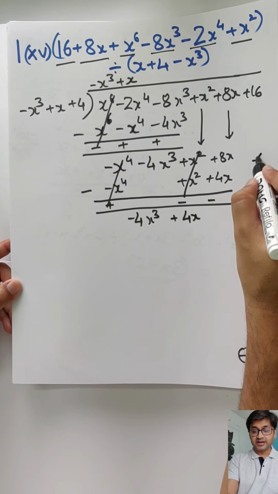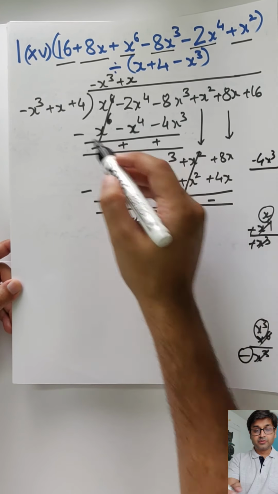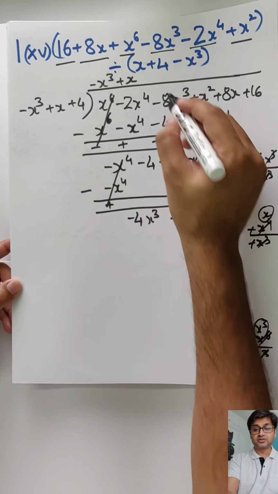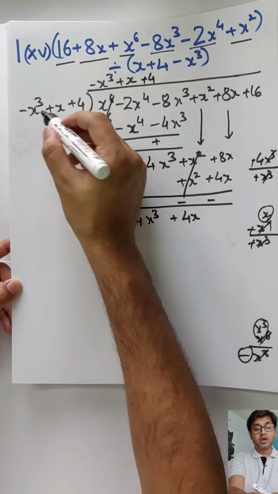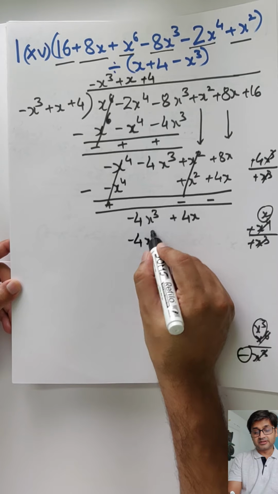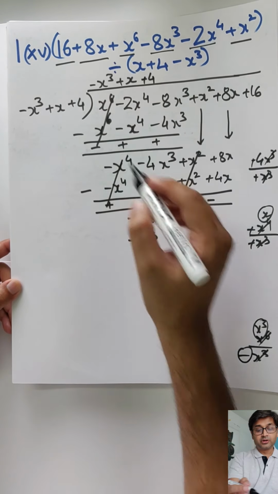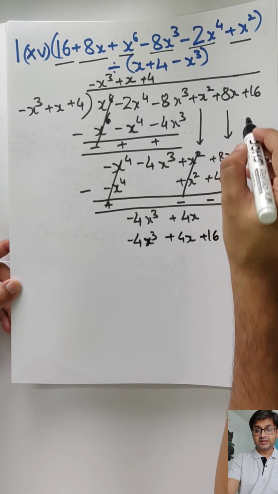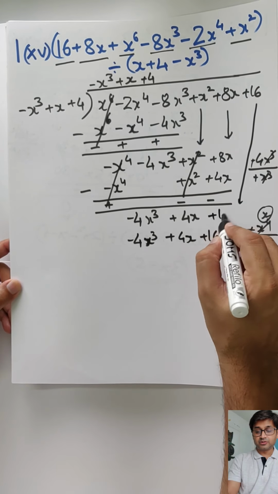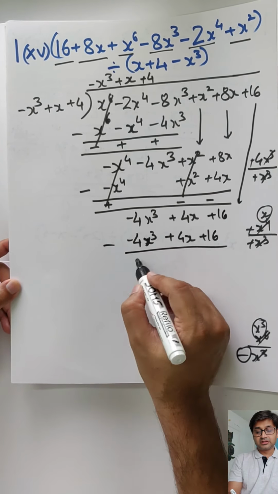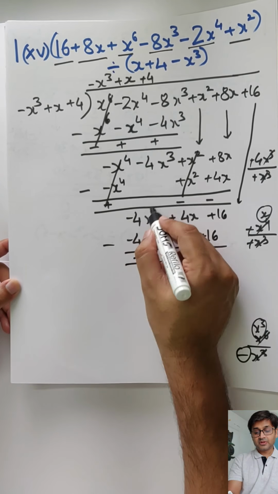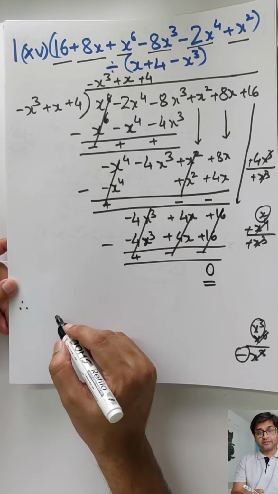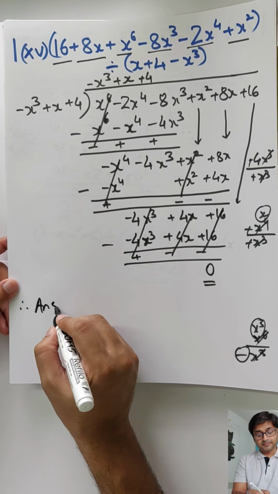Now this is minus 4x³ to be divided by minus x³. So minus cancels, x³ cancels. So what is left is just plus 4. So 4 into this minus 4x³. 4 into x, so 4x. And 4 4s are 16. So let's get this one also down. So plus 16. All signs should change. Cancels, cancels, cancels, I get a 0. So therefore you can say answer.